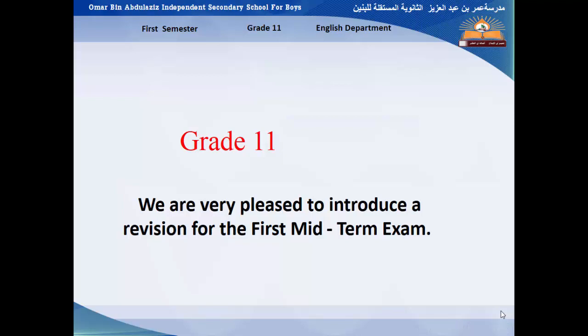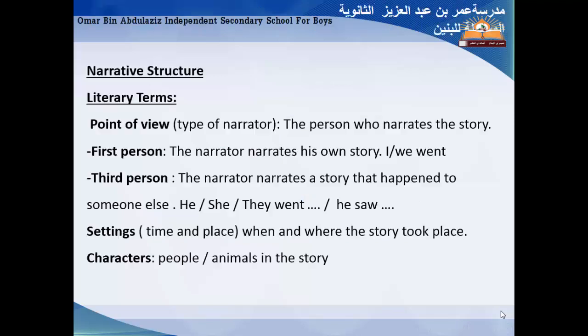In the name of Allah, the most gracious, the most merciful, we are going to start our revision with the most important part you studied in the last period with your teacher, which is related to the narrative structure. There are very important literary forms you have to know before joining the exam.